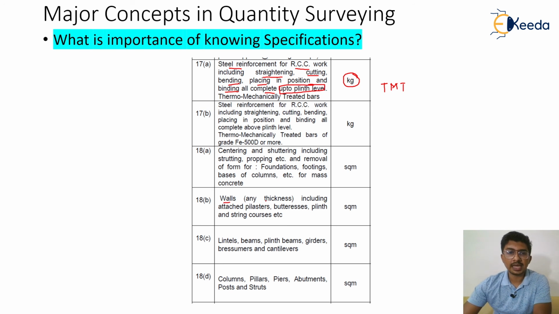The walls of any thickness including attached pilasters, buttresses, plinth and so on, that you need to do. This is for the centering and shuttering. The same is with the other items. So over here you can see that the specifications tell you how to do that work with quality, and what type of material you need to use for that.